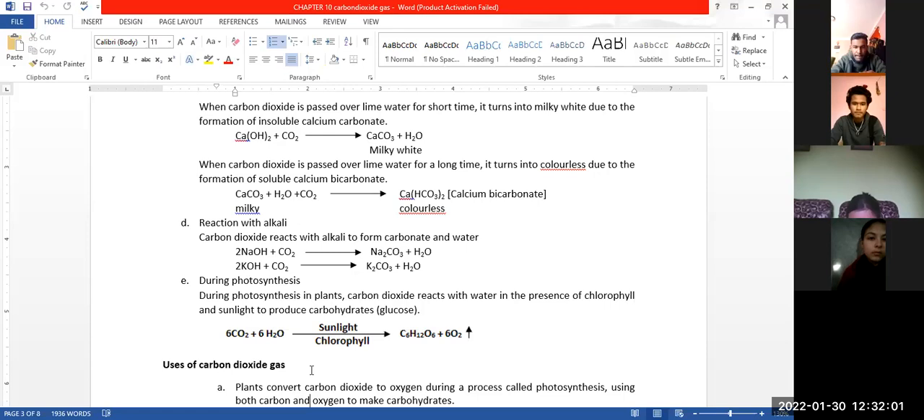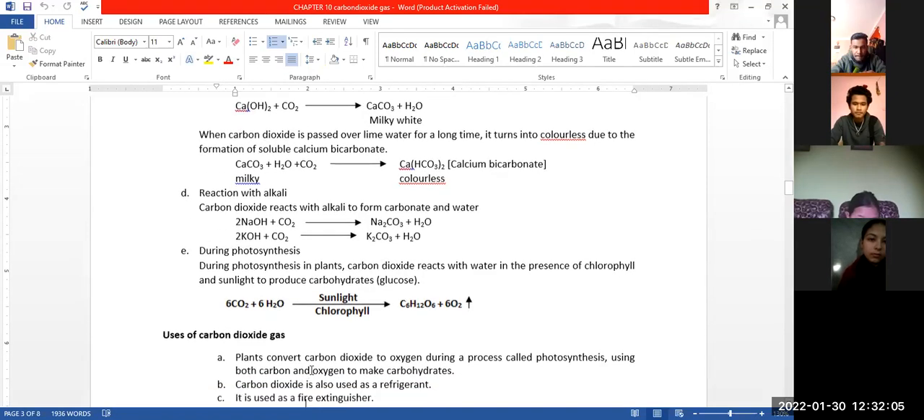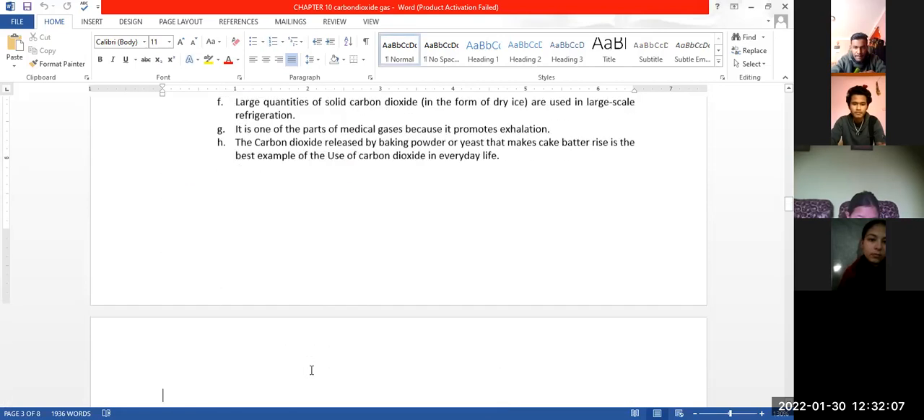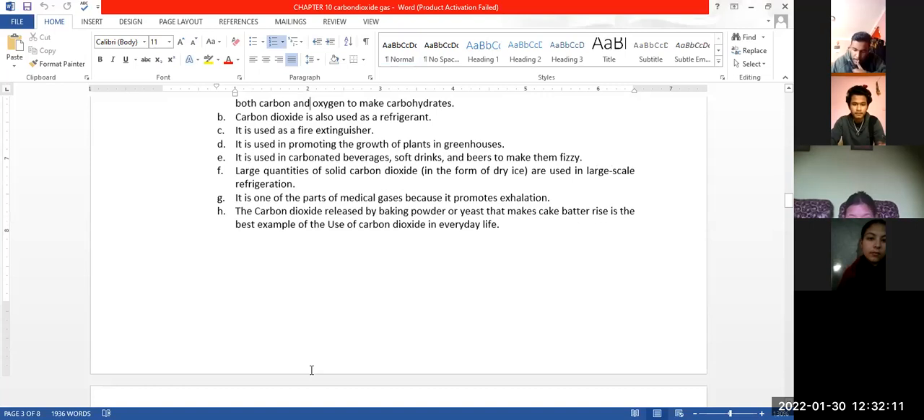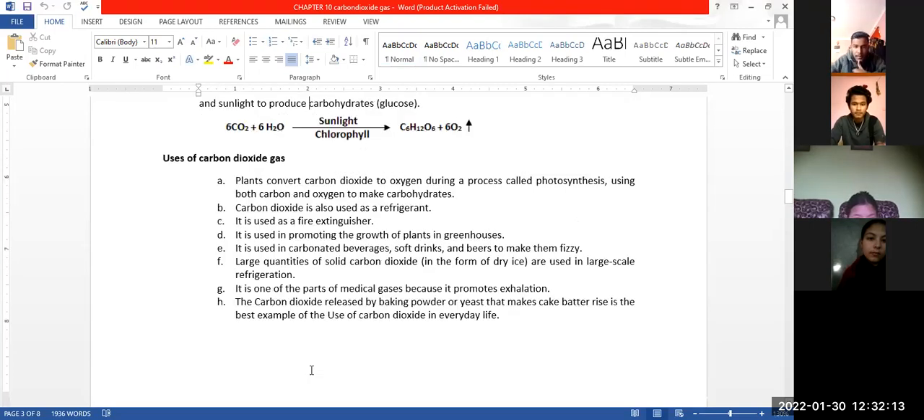So next thing is uses of carbon dioxide gas. Very important. There are some uses of carbon dioxide gas. The plants convert carbon dioxide gas into oxygen during the process of photosynthesis. It is the natural use of carbon dioxide gas. Sometimes the question asks, write one natural use of carbon dioxide. The natural use of carbon dioxide is photosynthesis.